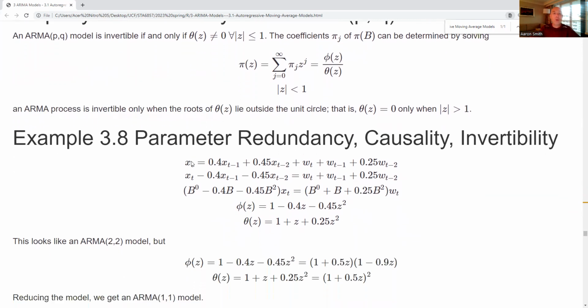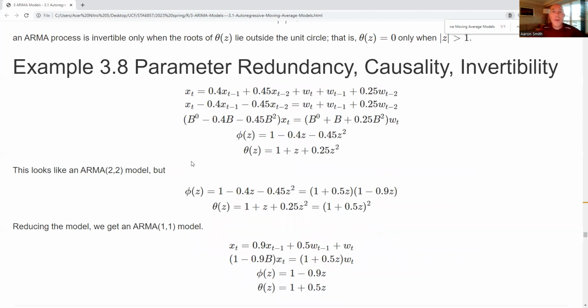All right, so let's go ahead and work through an example. Let's say that I have this model: x of t is equal to 0.4 times shift 1 back, 0.45 times shift 2 back on the observed. Then I have a white noise term, white noise shifted back by 1, plus a fourth times white noise shifted back by 2. Now, in this presentation I don't quite have what I want to find the polynomial, so I'm going to move all of the autoregressive terms to the left and all of the moving average terms to the right, and I can see very easily what the backshift looks like.